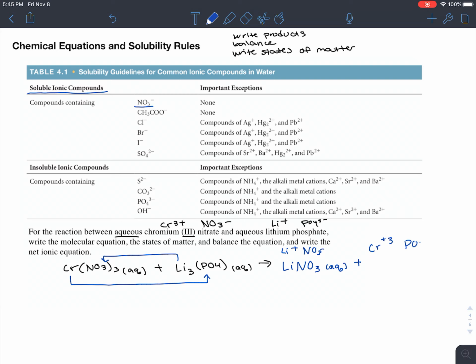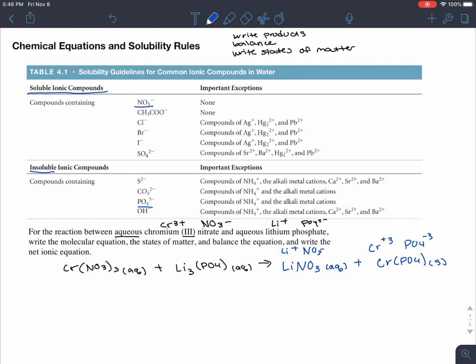Now, we have chromium with phosphate. Chromium is +3, and phosphate is -3. So those cancel out, and we get chromium phosphate. Now, phosphate is under the insoluble compounds. Phosphate is always insoluble except with NH4 and alkali metals. So it's always a solid except if it is with NH4 or any of the group 1 metal cations. Chromium is a transition metal, so it does not fall under the exceptions, and therefore this is a solid.